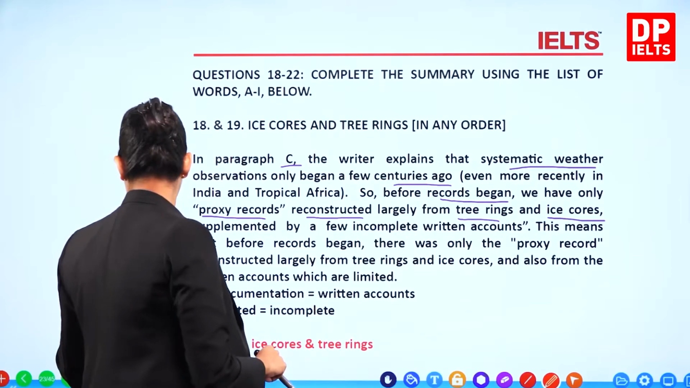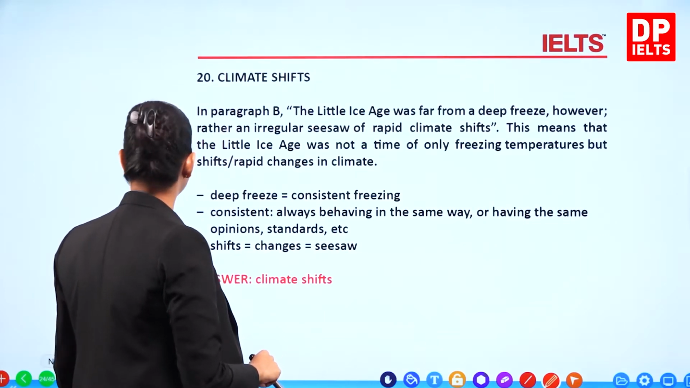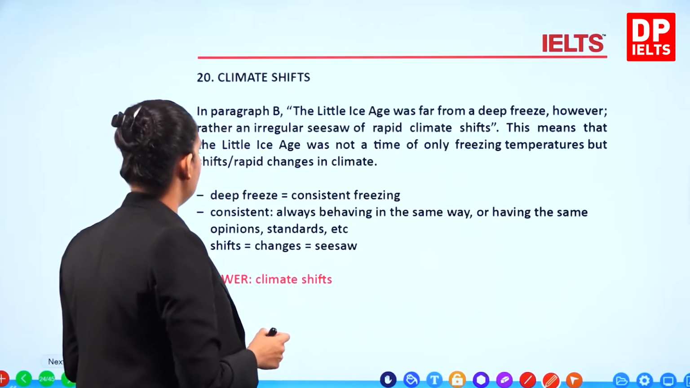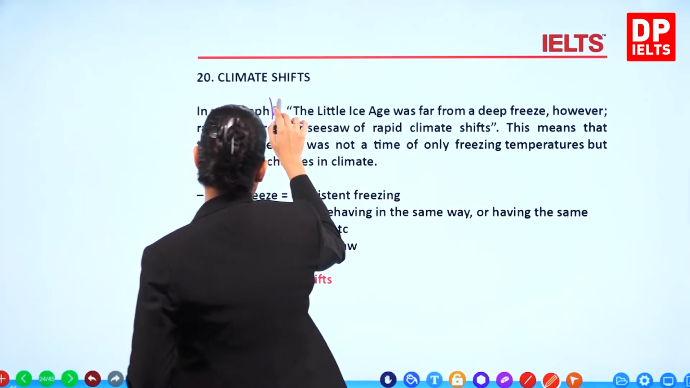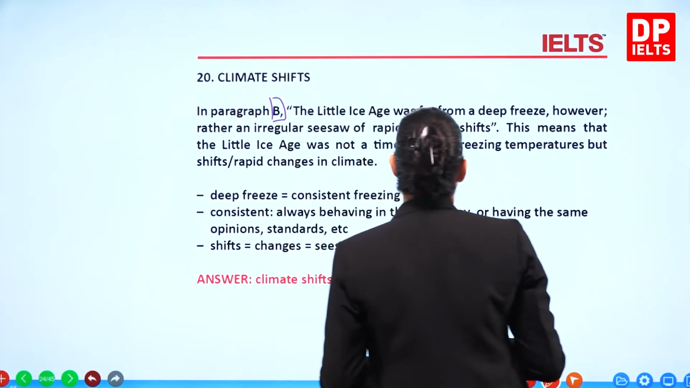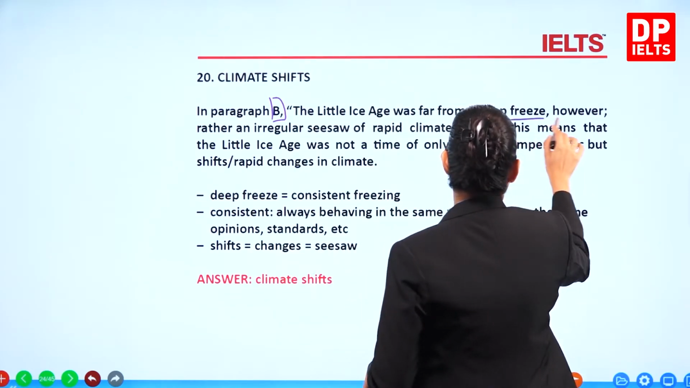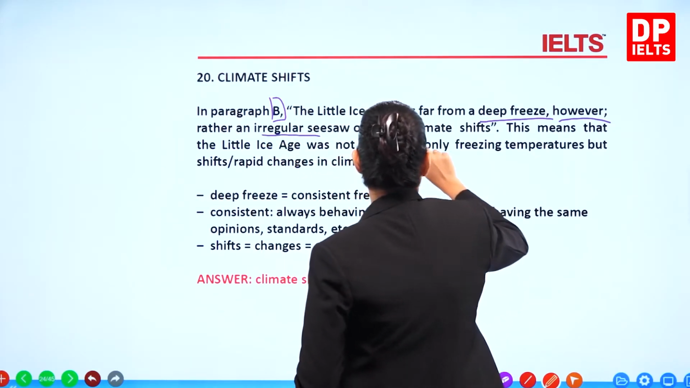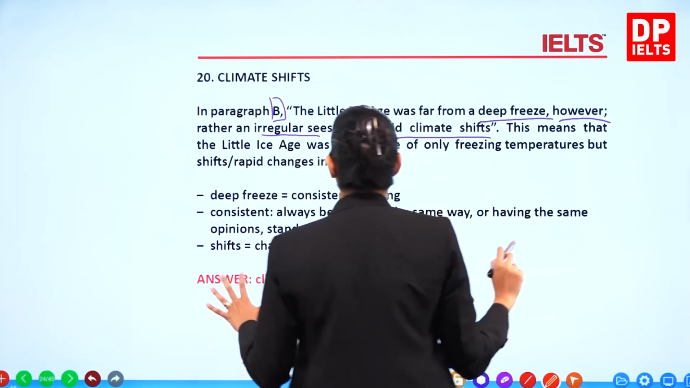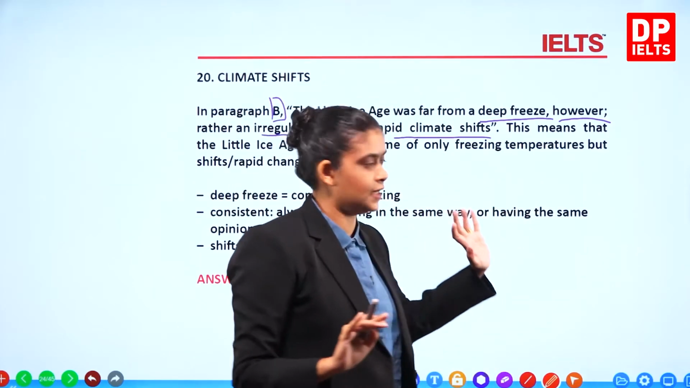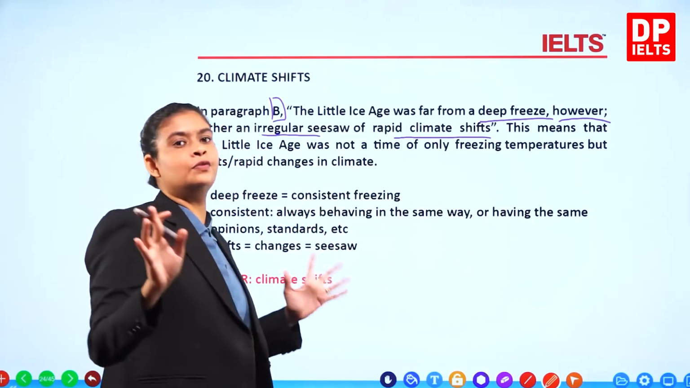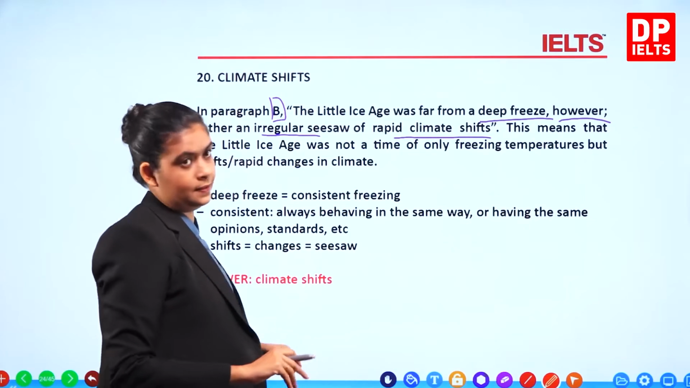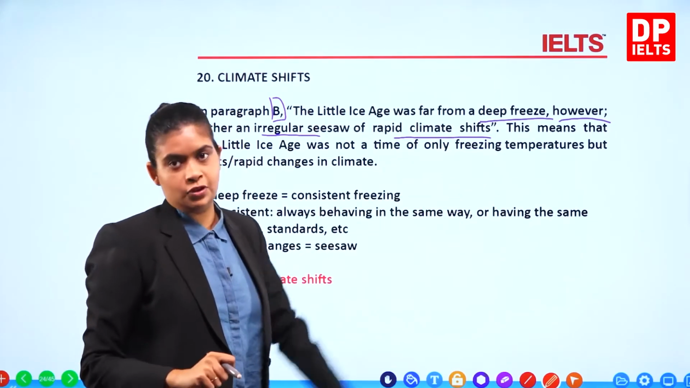Right, next one, 20. So climate shifts, right? Now that is the answer. So if you go to paragraph B, you can see the Little Ice Age was far from a deep freeze. However, rather an irregular seesaw of rapid climate shifts. So what does this mean? That the Little Ice Age was not a time of only freezing temperatures, but it was also having rapid changes in the climate, right? So I would say climate shifts. It's there, rapid climate shifts.